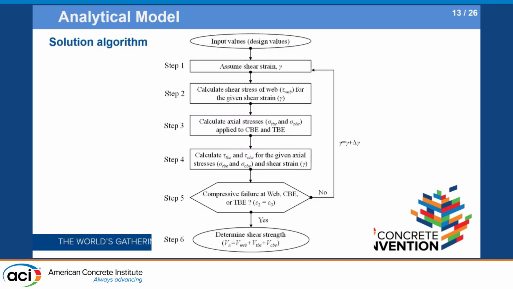So here's the proposed solution algorithm. We assume a certain level of shear deformation of the web. We calculate the shear stress and bar stress from MCFT and check the stress state of every segment, all 5 segments, and we repeat as long as no failures occur in any segment. We increase the shear deformation and repeat again until one failure occurs. At that point, from the stress state of each segment, we can calculate the maximum shear strength.